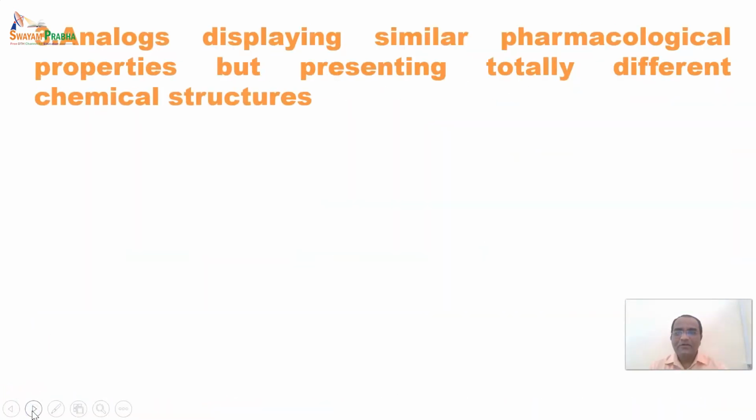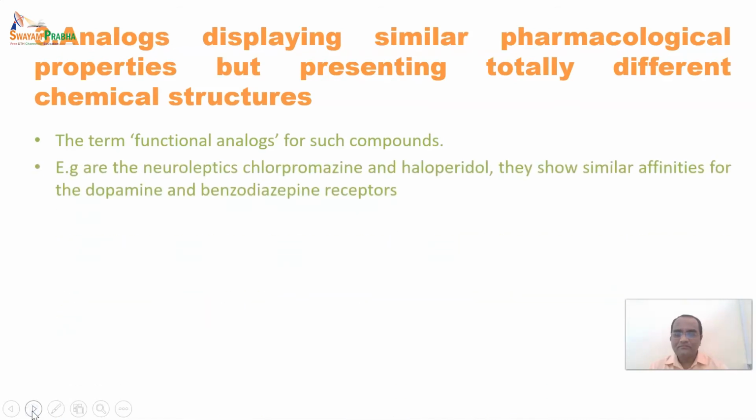After that, there are analogs displaying similar pharmacological properties but presenting totally different chemical structures. The term functional analogs is used for such compounds. So such compounds are called functional analogs, because the functions are similar.